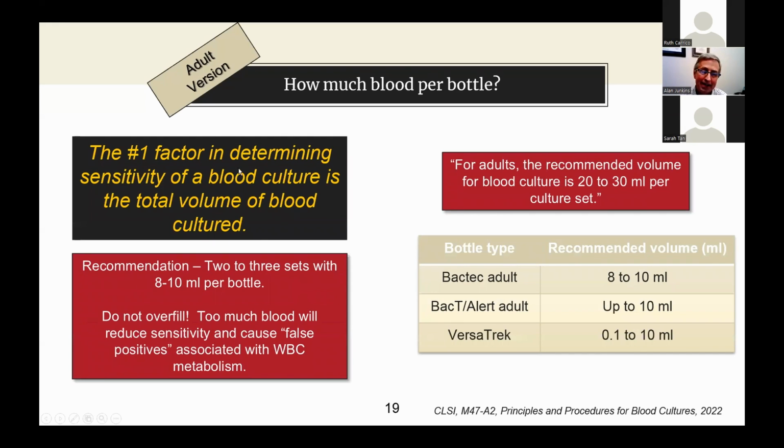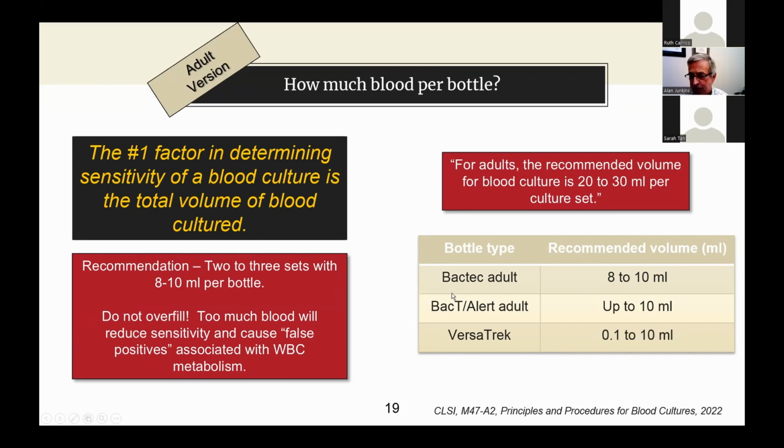Okay, speaking of which, how much blood per bottle? All right, like I said, here's the golden rule. Number 1 factor in determining sensitivity is total volume collected. Here's what CLSI says. For adults, the recommended volume for blood culture is 20 to 30 mils per culture set. You can't really do that if you're defining a set as 2 bottles.